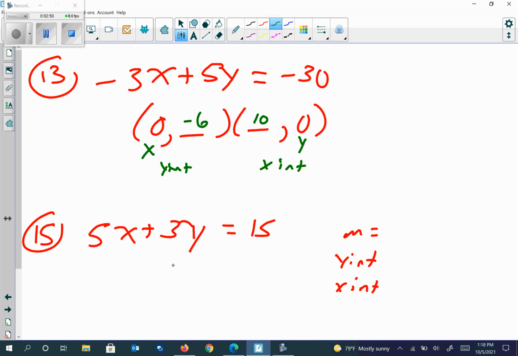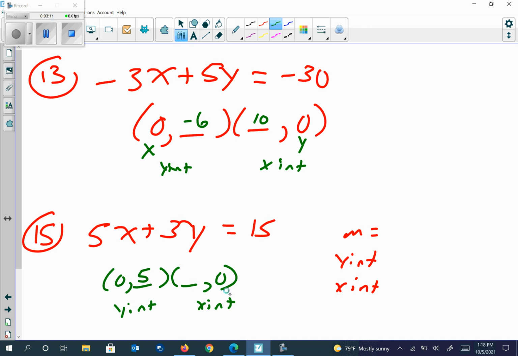Next problem, the x and y intercept. So I'm going to go 0 comma blank and blank comma 0. So this will find me the x and y intercept. This one will find me the y intercept. This will find me the x intercept. So if I plug 0 in for the x, 3 times what number gives me 15? That'd be 5. So the y intercept is 0, 5.